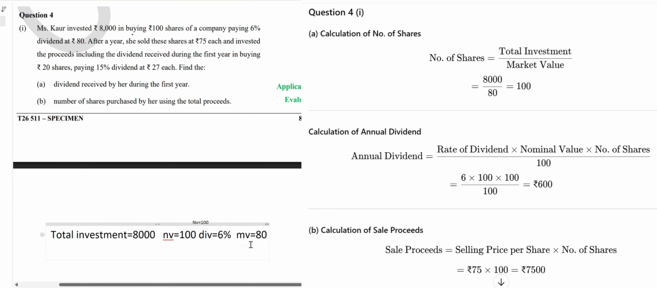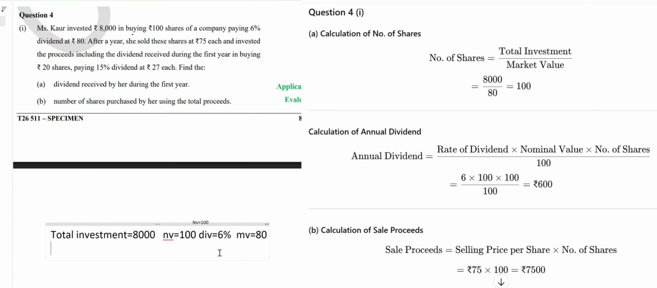Now, she sold these shares at rupees 75 each and invested the proceeds. We have to find first the dividend received by her during the first year. What is dividend? Dividend 6% means 6% on NB, that is the dividend on one share. We have to find the dividend on the total shares. So first we have to find the number of shares.